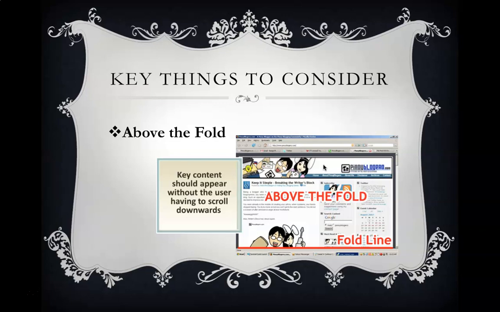Key things to consider: when we say above the fold, it's a term we use in digital marketing for what appears above the fold. It's that area that appears when we first open up a website. You can see here in the example, this is all above the fold, and everything underneath this is under the fold. So the key content should always appear without the user having to scroll downwards. And we can see here the scroll bar that there's a lot more to scroll down on.